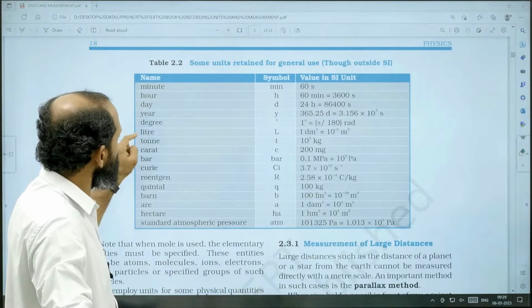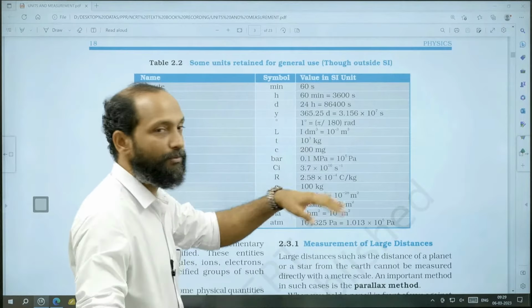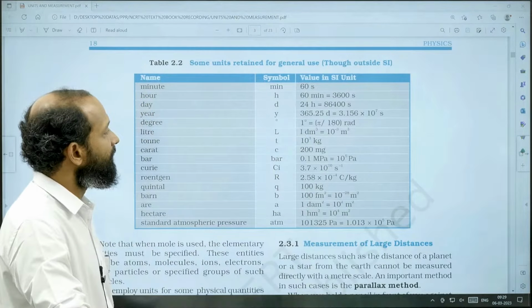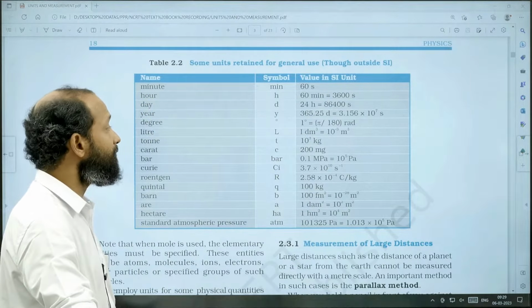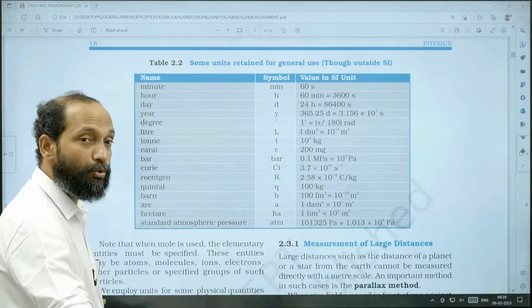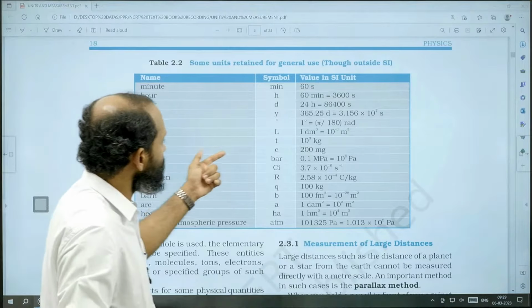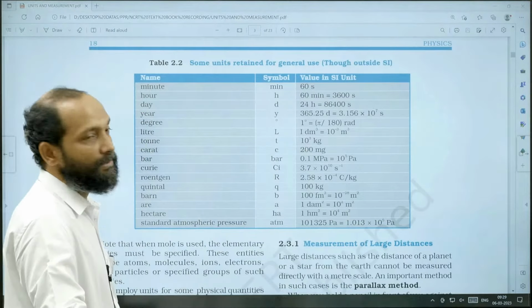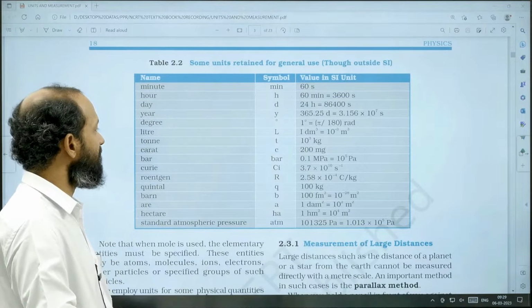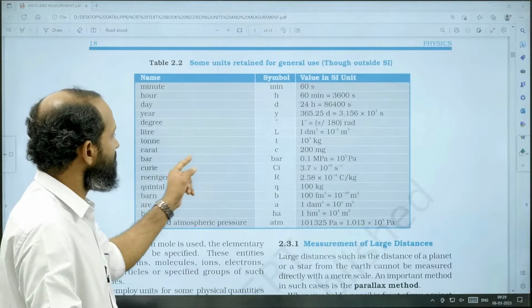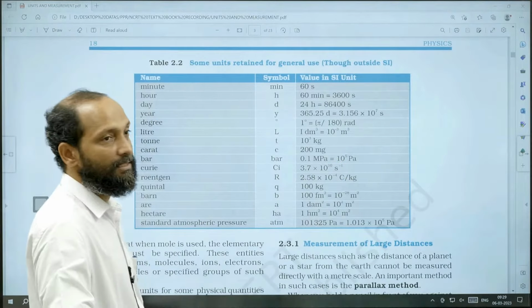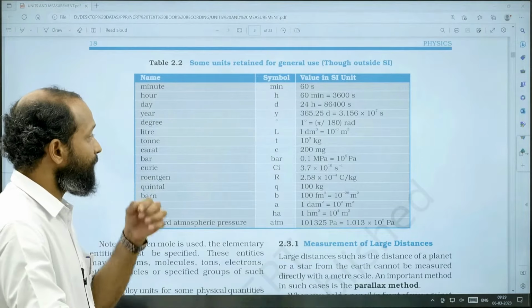Conversion of liter is very important in forthcoming chapters. 1 liter is 10 to the power minus 3 meter cube or 1000 centimeter cube. Carat is an important unit of mass: 200 milligram is 1 carat. Bar is an important unit of atmospheric pressure. 1 bar is 10 to the power 5 Pascal.